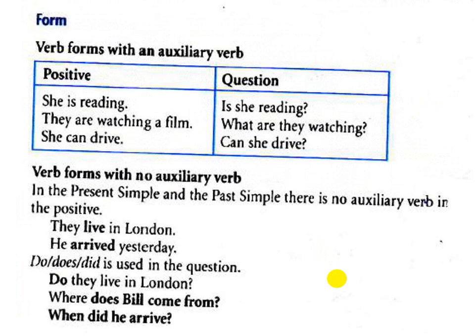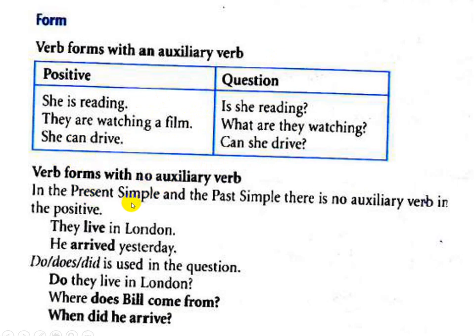The form. Verb forms with an auxiliary verb for positive and question. She is reading. The question is, is she reading? They are watching a film. What are they watching? That is the question. She can drive. Can she drive? That is the question.